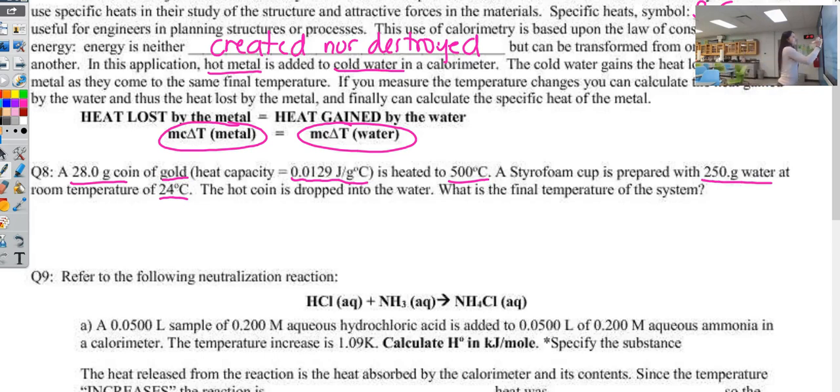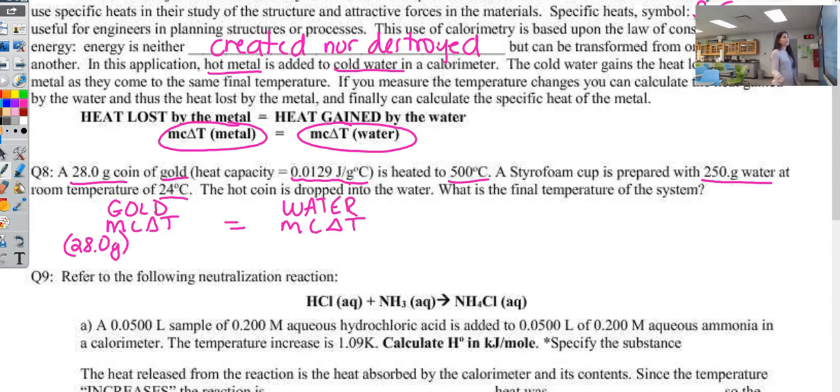So the way that I usually like to set this up is I'm going to put the gold on one side, and I'm going to put the water on the other side, and I'm simply going to use MCAT equals MCAT. And again, the idea is the amount of energy lost must equal the energy gained, okay? So what do I know? Well, I know the mass of my gold is 28.0 grams. I also know the specific heat of gold, and I was about to say for water, we know it too, it's just not written in the problem, so I wanted to make sure you were aware of that. So I've got 0.0129, and they're using joules per gram degree Celsius.